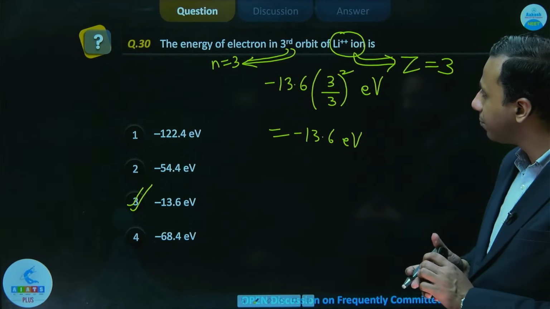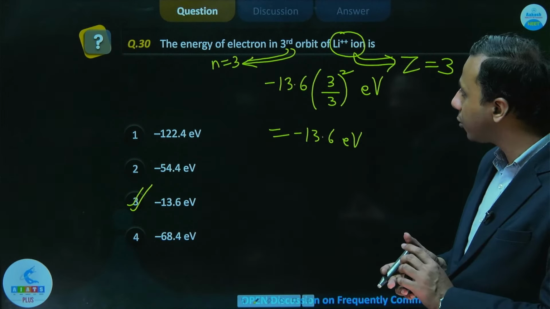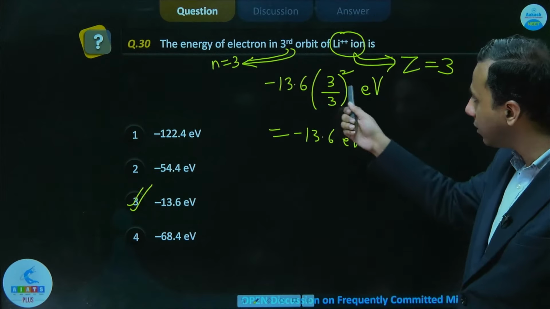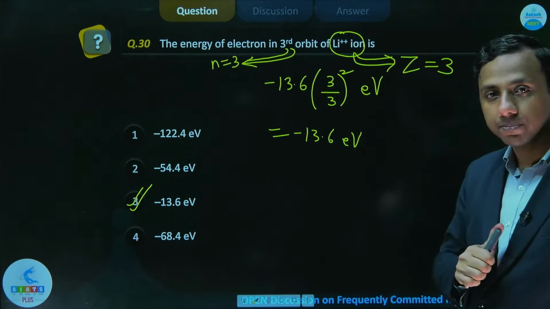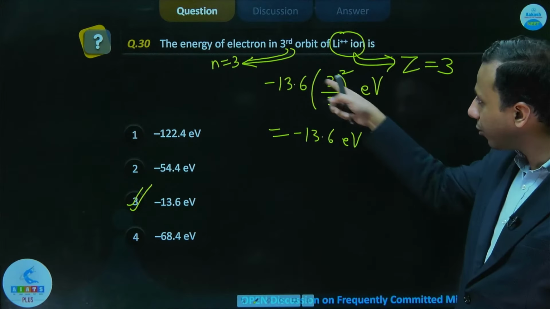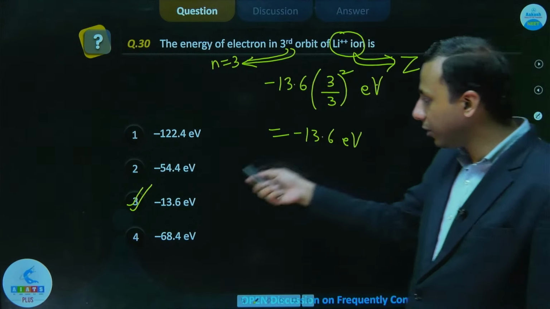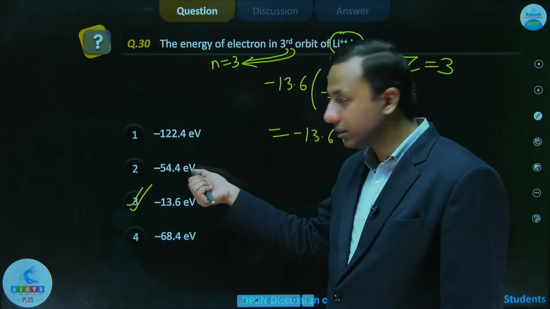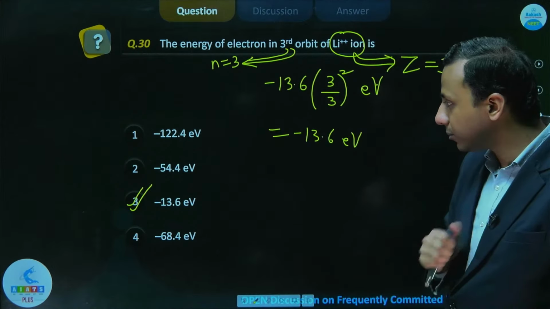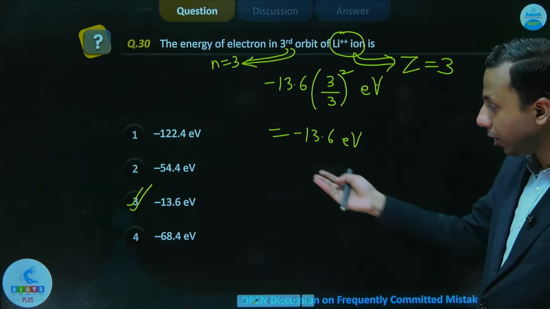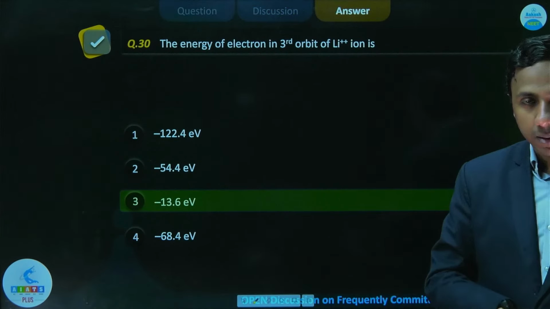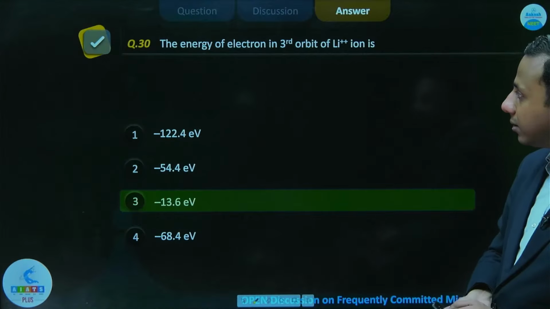And let's say here if I were to ask you sixth orbit, okay, sixth orbit में क्या हो जाएगा, then it will become 6 by 3 whole square, that is 2 square, that is 4 into minus 13.6, that will yield you this answer, which will come for n equal to 2, okay. So like this options are given. Anyway, option 3, so let's check the answer slide, and yeah, so option 3 is perfectly correct, ठीक है.